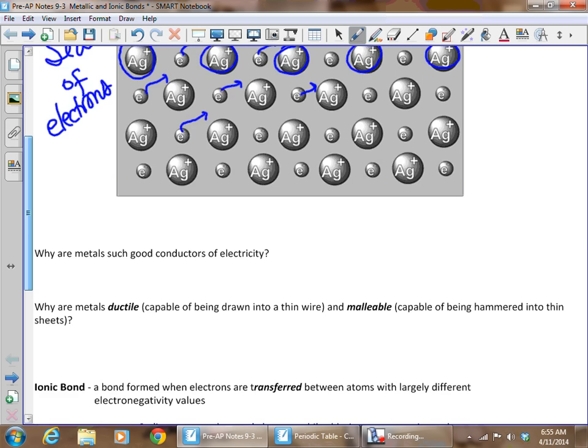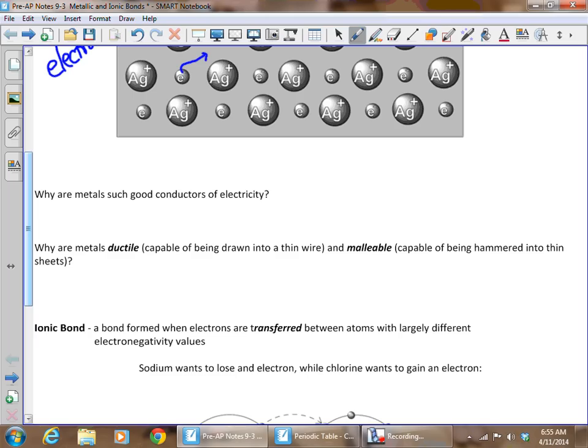For one thing, if we look at why they're good conductors of electricity, remember electricity is the flow of electrons through something, and when you have a metal, those electrons are free to move throughout that metal and conduct electricity. So the sea of electrons is free to move.